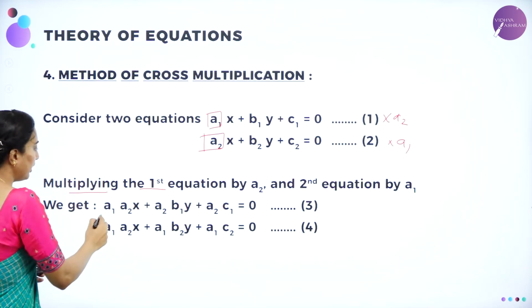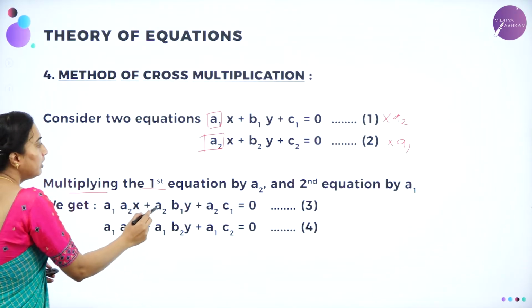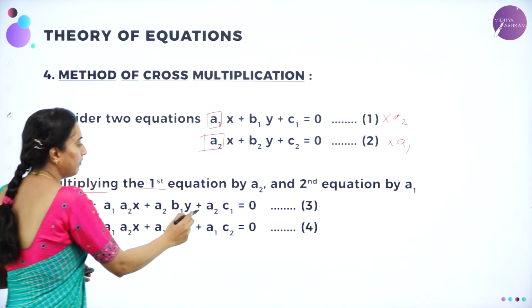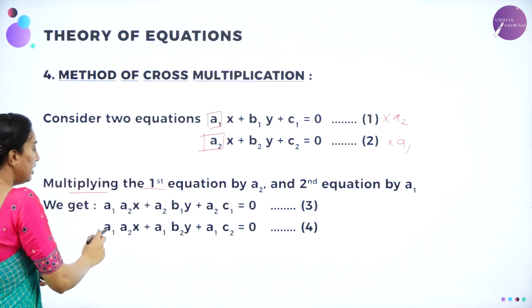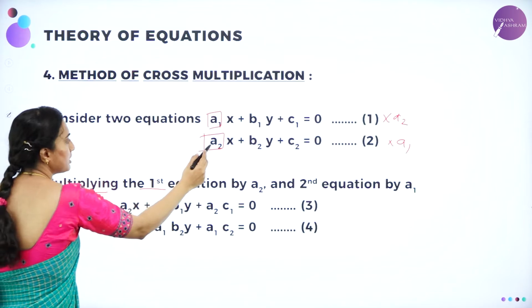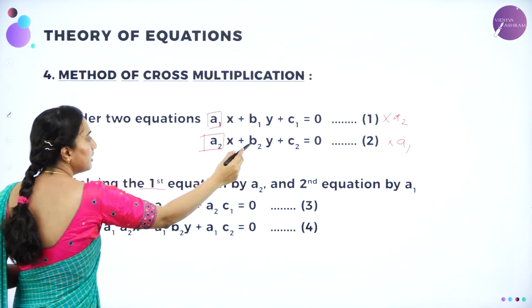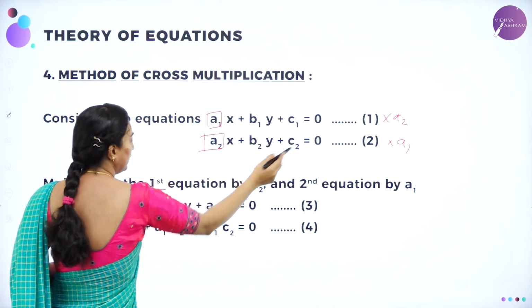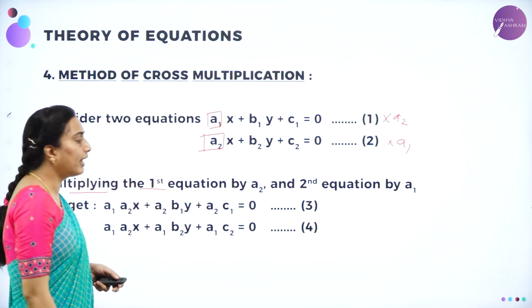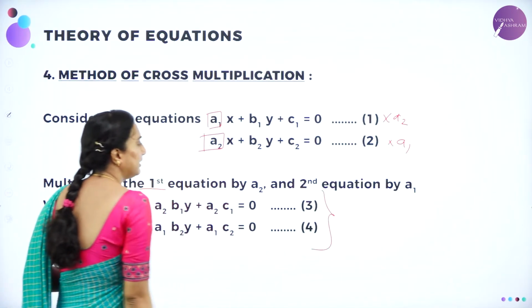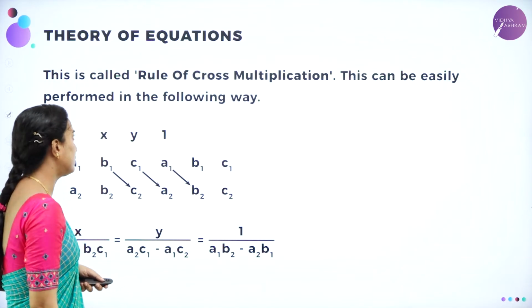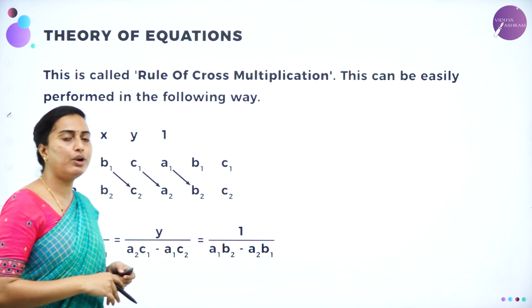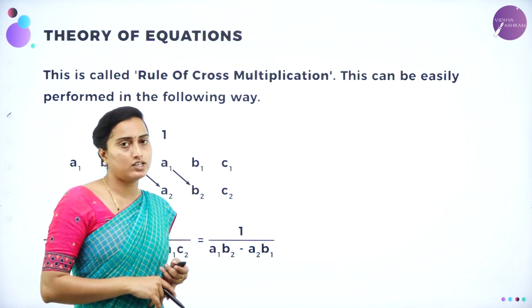And then you are going to get this equation. See, a1 a2x plus a2 b1y plus a2 c1 is equal to 0. And this second equation is multiplied by a1: a1 a2x plus a1 b2y plus a1 c2 is equal to 0. You can see that equation. Let us call them equations 3 and 4. So solving those equations is going to be known as the method of cross multiplication.